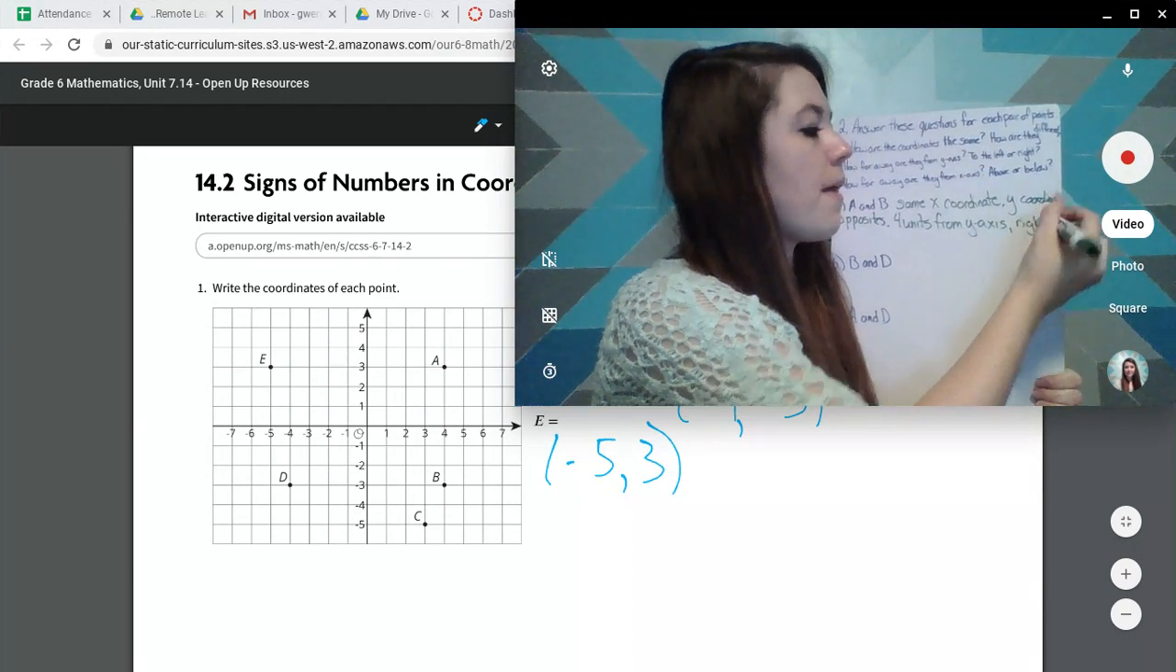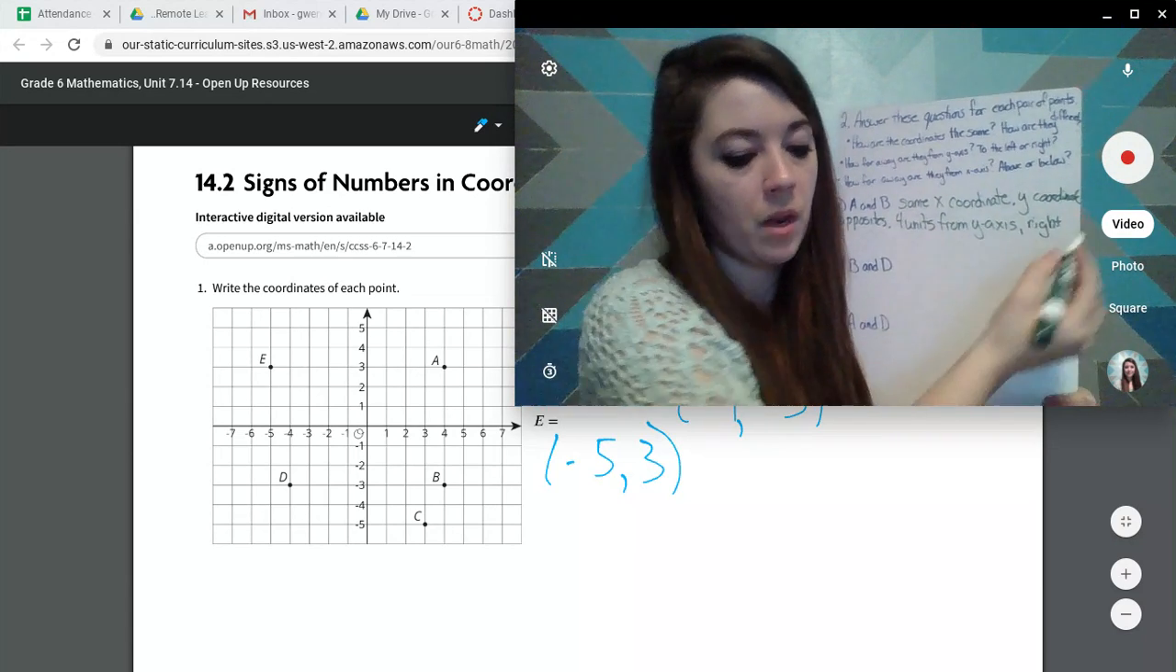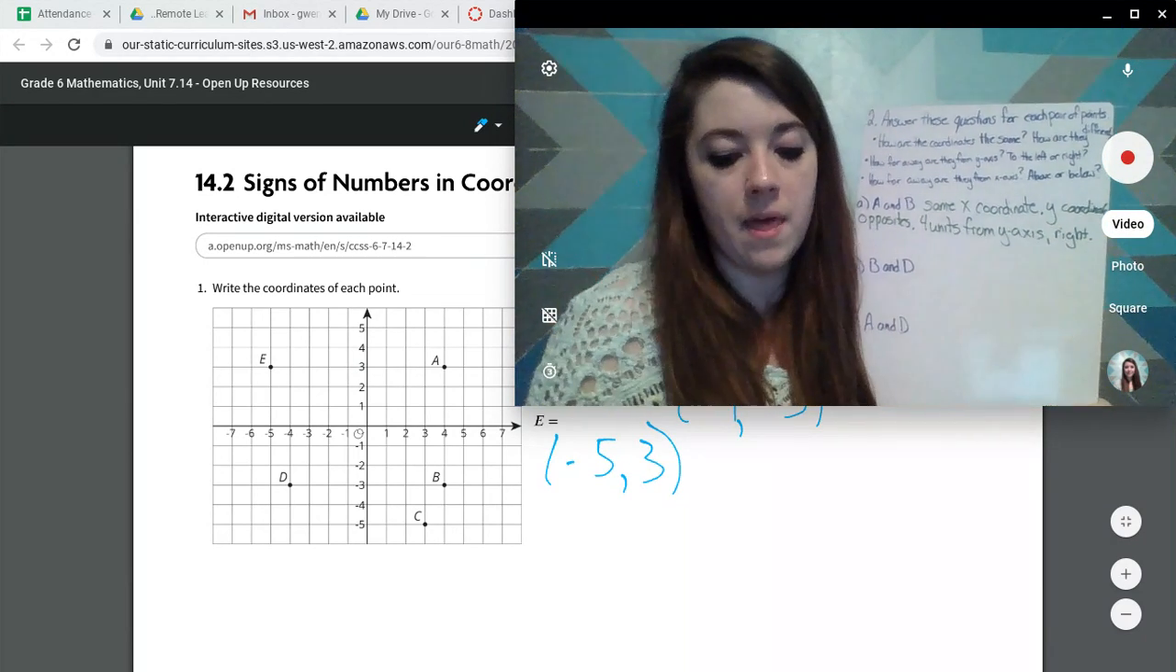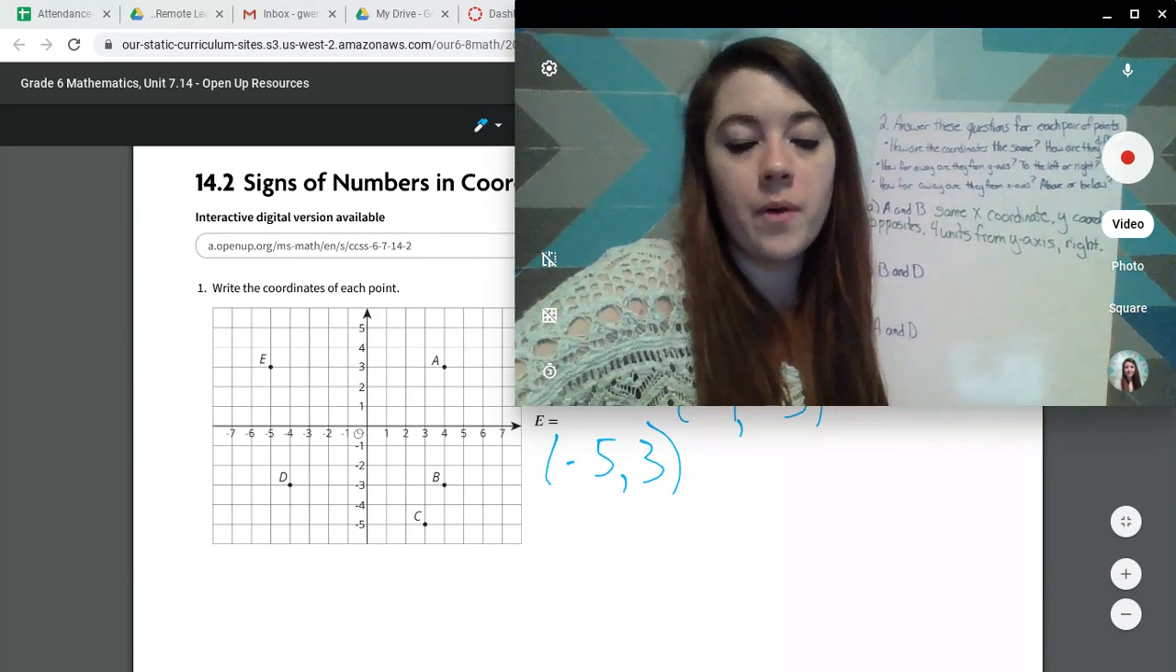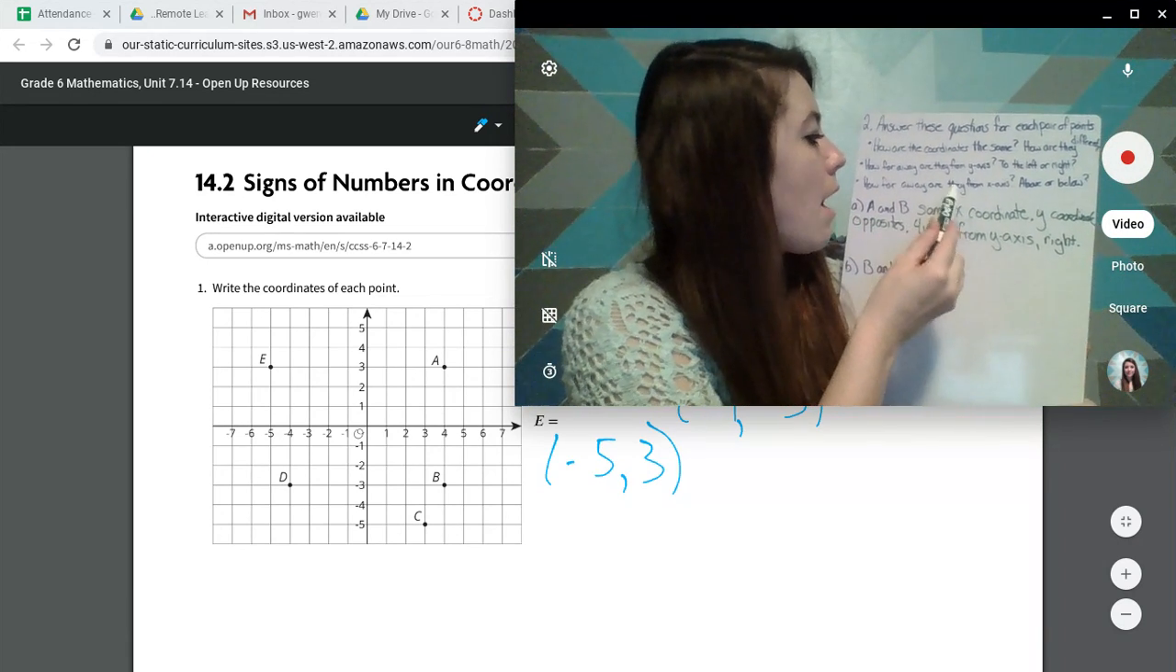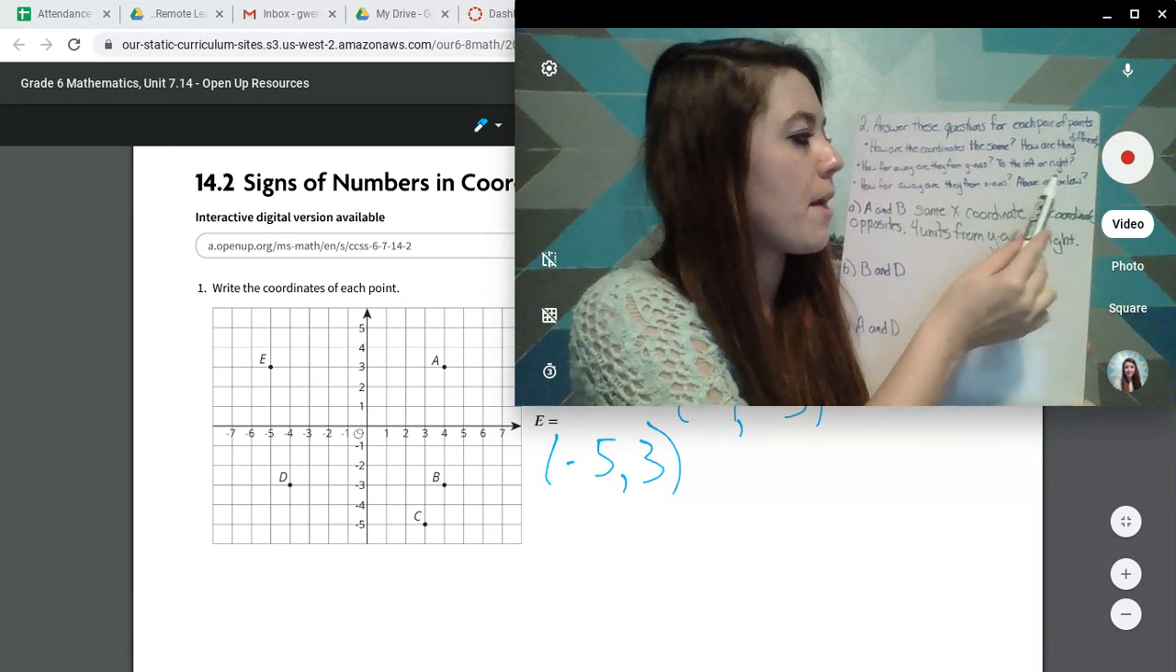Excellent, because they're both on that positive side, remember? All right, and then for the third question, it's asking how far away are they from the x-axis? Are they above or below?